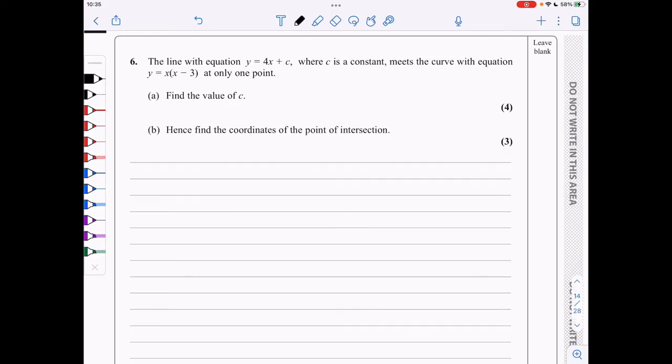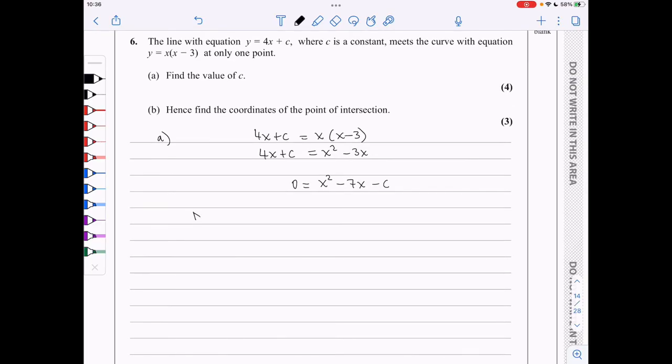In question 6, it's the line 4x plus c, c being a constant, meeting the curve x brackets x minus 3 at only one point. We need to find the value of c. First of all, if they meet, it means that I can set them equal to each other. So 4x plus c is equal to x brackets x minus 3. I will expand. 4x plus c is x squared minus 3x. And I'll be collecting everything on one side. 0 is x squared minus 7x minus c. Now, if they meet at only one point, this simply means that the discriminant of this quadratic must be 0.